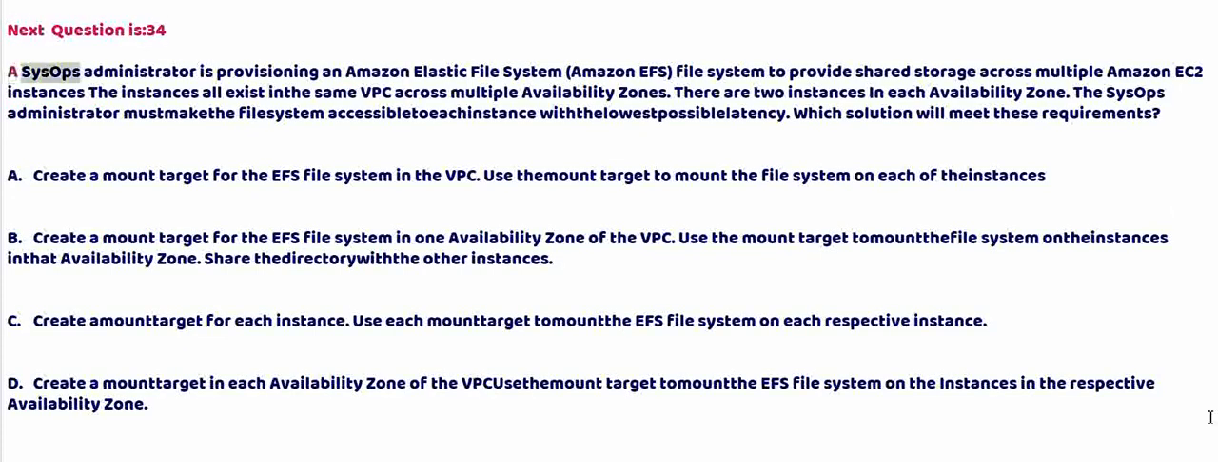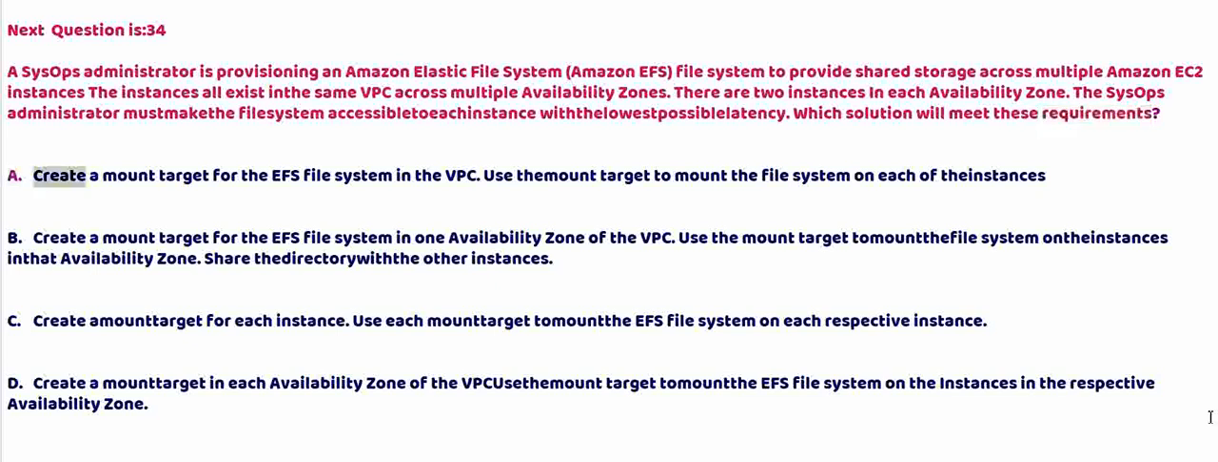A SysOps administrator is provisioning an Amazon Elastic File System (Amazon EFS) file system to provide shared storage across multiple Amazon EC2 instances. The instances all exist in the same VPC across multiple availability zones. There are 2 instances in each availability zone. The SysOps administrator must make the file system accessible to an instance with the lowest possible latency. Which solution will meet these requirements?